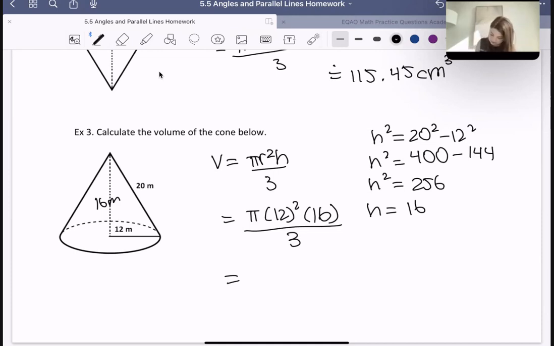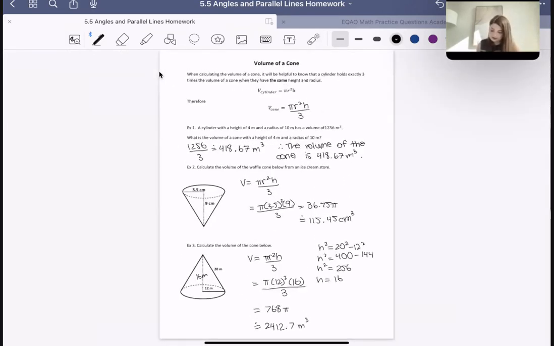So then here, if we simplify this, we get 768 pi, and that's approximately going to be 2,412.7 meters cubed. And there we go. Awesome. All right, so that is everything for today.